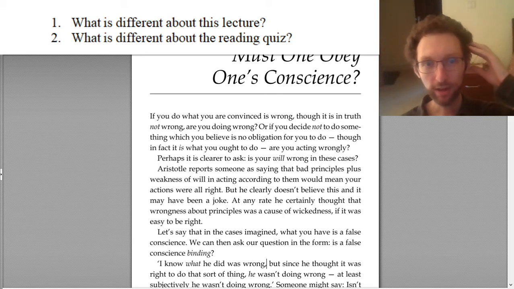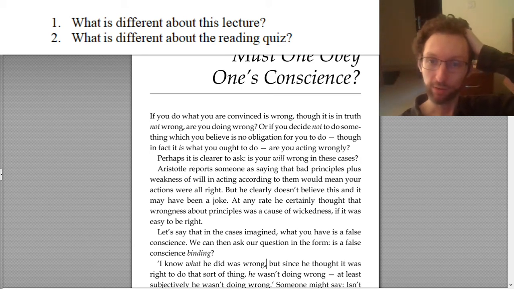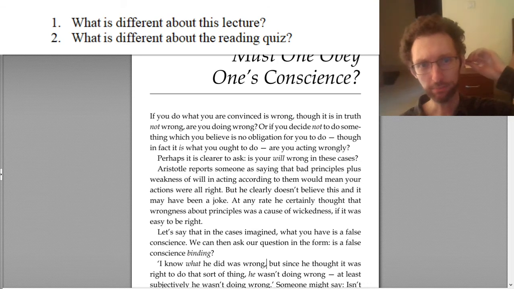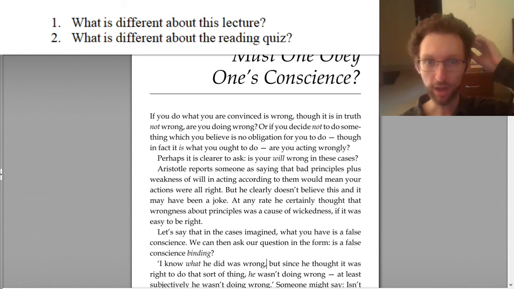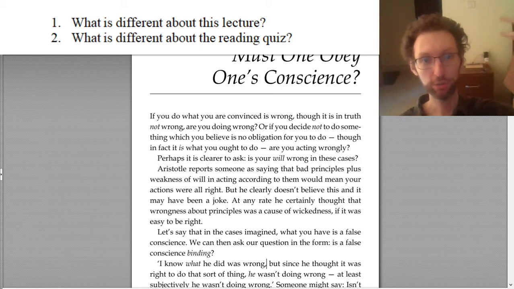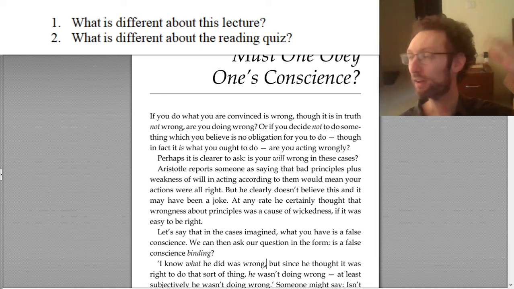To figure that out, first figure out what it means to do something you're convinced is wrong. Maybe come up with some examples of that in your head. Figure out what it would mean for it in truth not to be wrong, and come up with some examples of that too. Put the two together: come up with examples where you do something you're convinced is wrong, though it's in truth not wrong. And then she asks, are you doing wrong? Figure out what that question means in light of these examples. This is going to take a while.